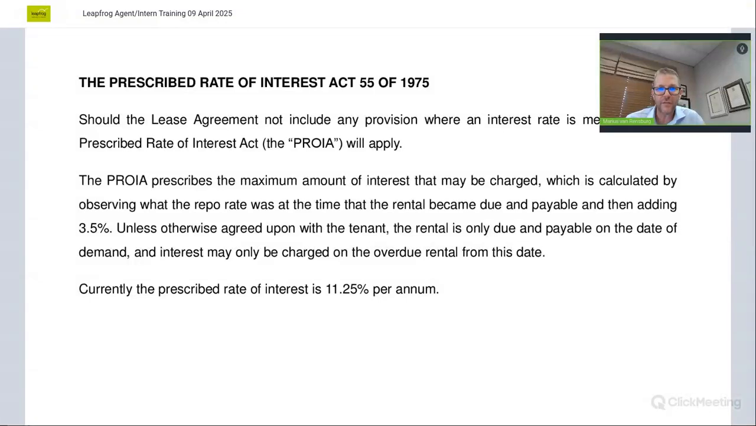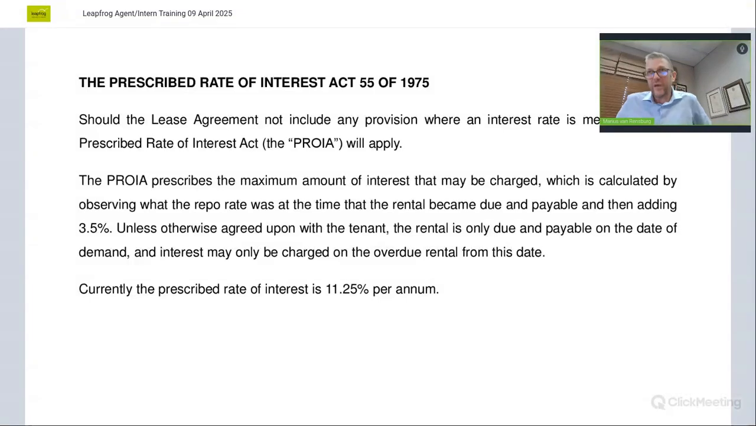And the prescribed rate of interest is calculated by observing the repo rate at the time the rental became due and then adding 3.5%. Okay. So, in other words, the current prescribed rate of interest is 11.25% per annum. And what they do is they change this every now and again. They publish a notice in terms of this act, and they publish this currently 11.25%.